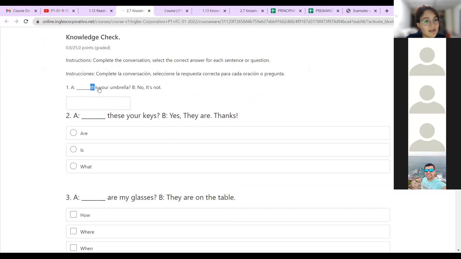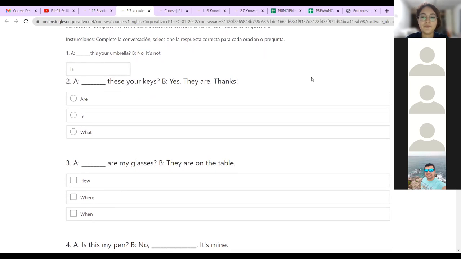Number one. Nos dice this. Y umbrella. So it's singular. ¿Cómo haríamos la pregunta? This with an I or this with this? Is this your umbrella? That's right. Is this your umbrella? Because it's one thing. Singular.